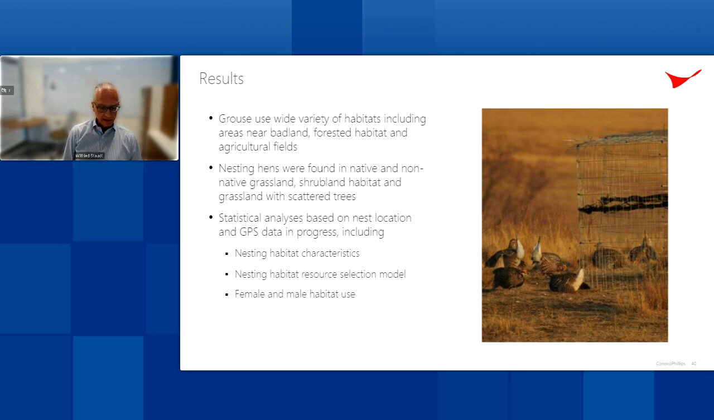Tagged hens nested on average within 0.93 miles, so 1.5 kilometers, from their lek. So it's all fairly tight.